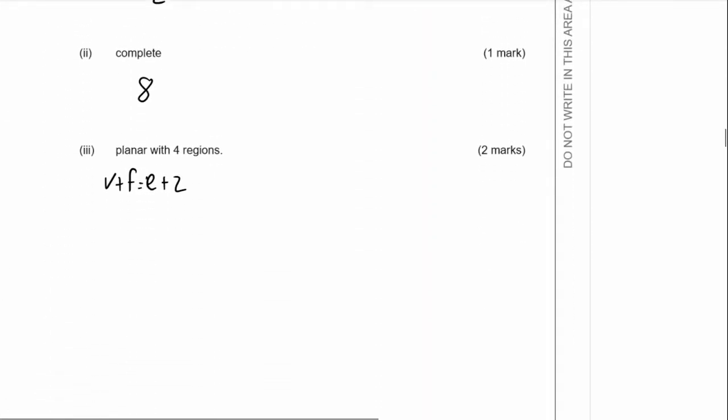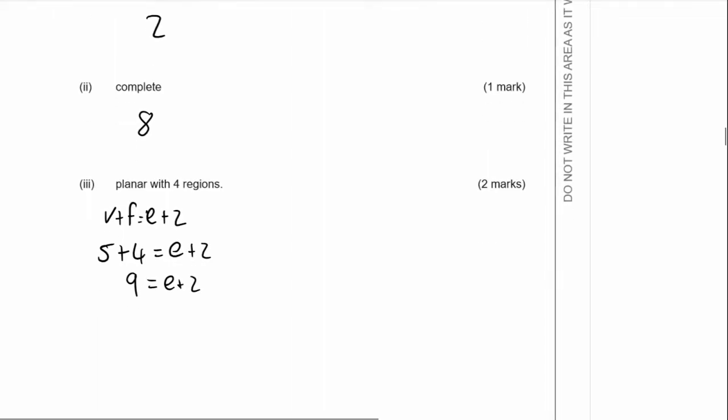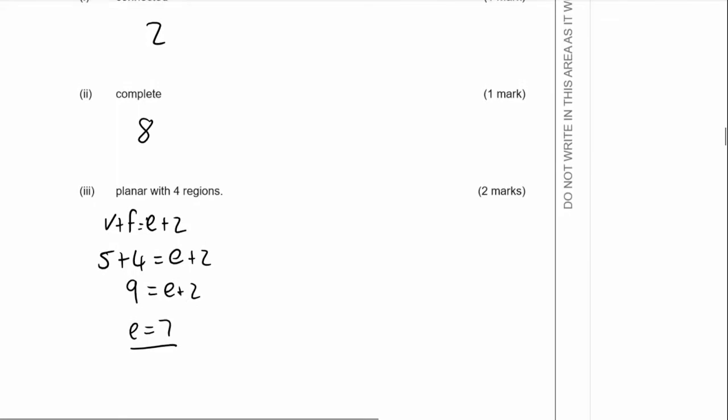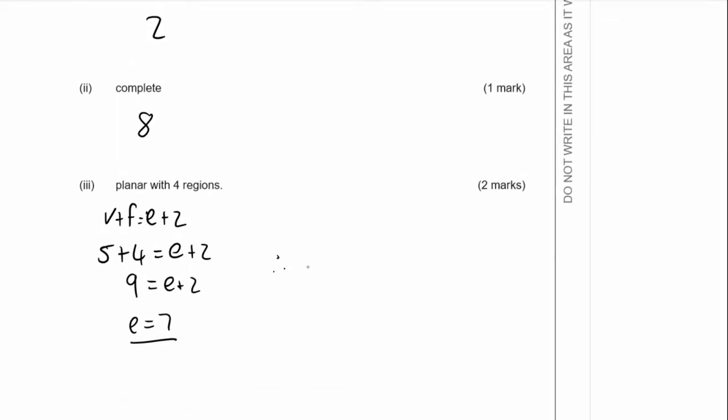So now V is the number of vertices. Well, we have 5 vertices. F is the number of faces or regions. We want 4 of those. And that'll equal the number of edges plus 2. So 5 plus 4 is 9. And E plus 2 over there. So what number plus 2 gives us 9? We need 7 edges. But remember, we need to know the number of edges that need to be added. So we've already got 2 edges. So what we're going to do is, therefore, we need 5 edges. And that'll give us the 7 over there. That's the easiest way to do it.